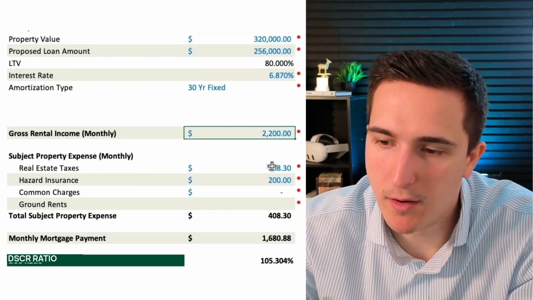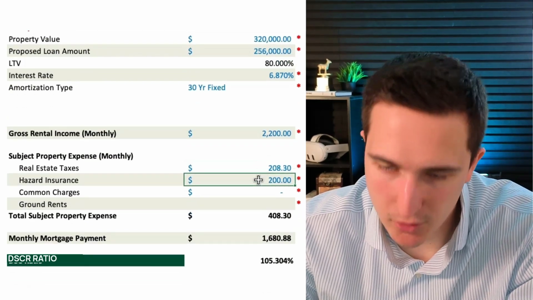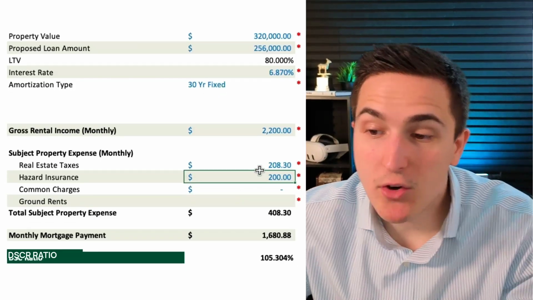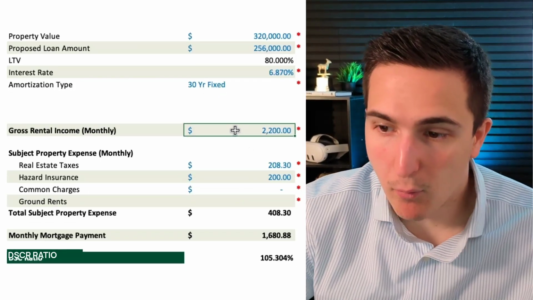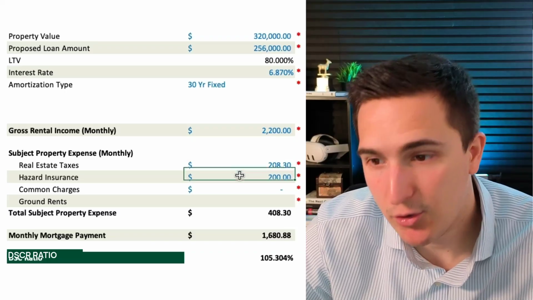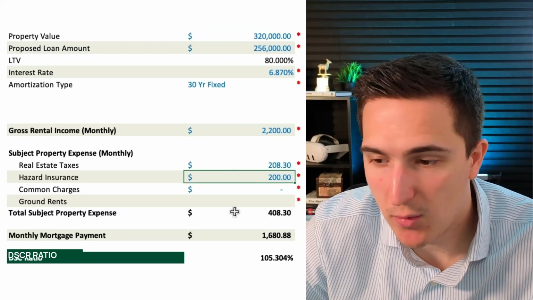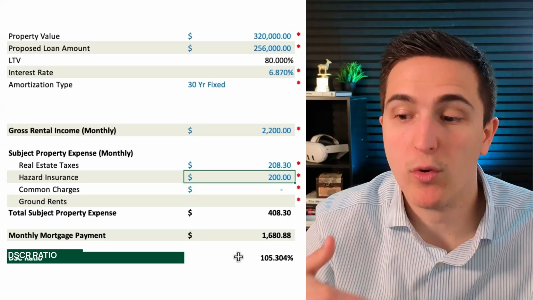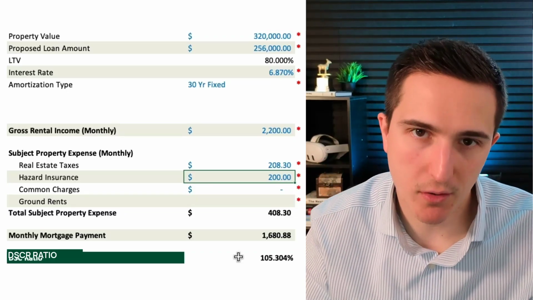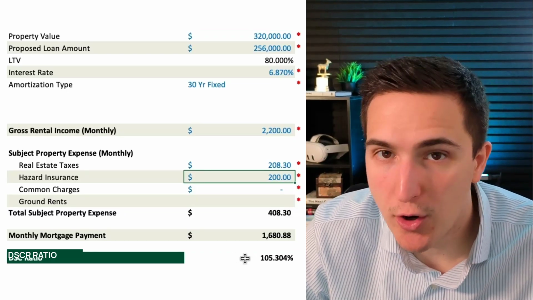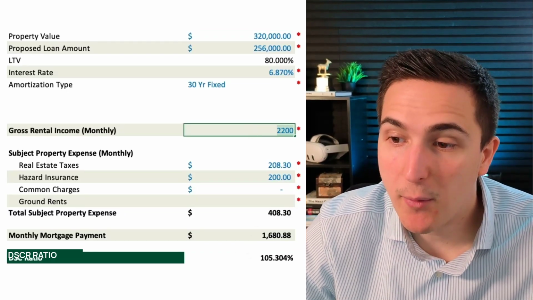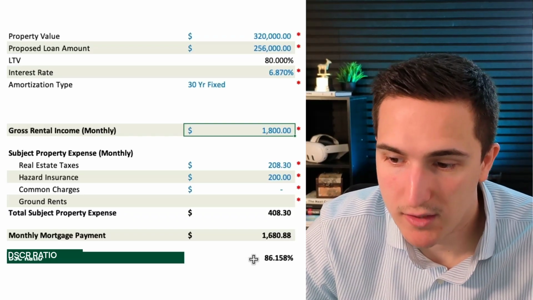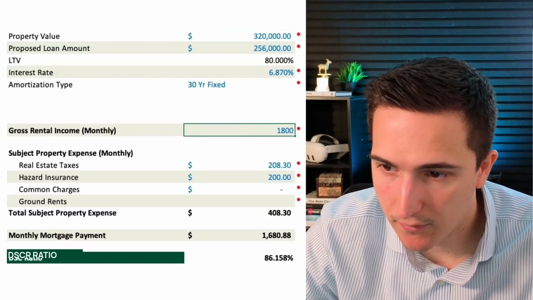So $2,200 a month, the taxes are $200 a month, and then insurance is $200. I could be wrong about insurance, but I just threw out a number. Based on these numbers, so taking the mortgage plus the taxes plus the insurance, and there's no HOA fees on this property, we have a DSCR ratio of 105%, which is good. It's basically 1.05. We don't want it to be under 100%. So if the rental income, let's say, was $1,800 a month, that would not work. See that? 86%. It won't work, okay?